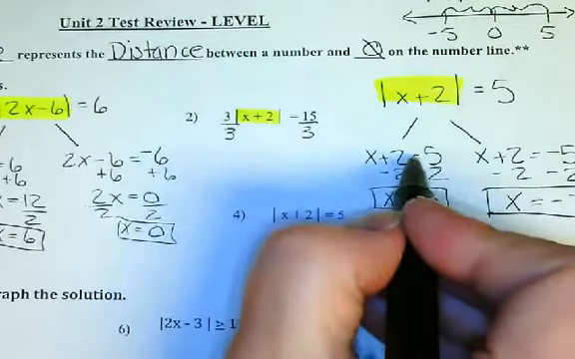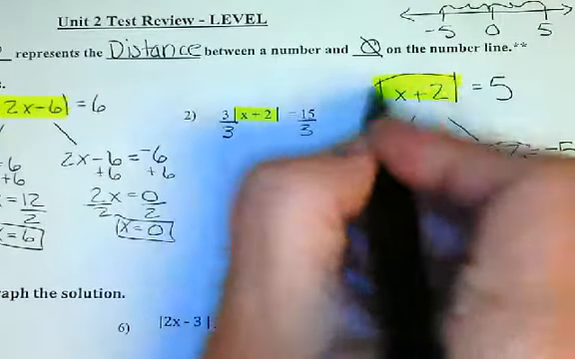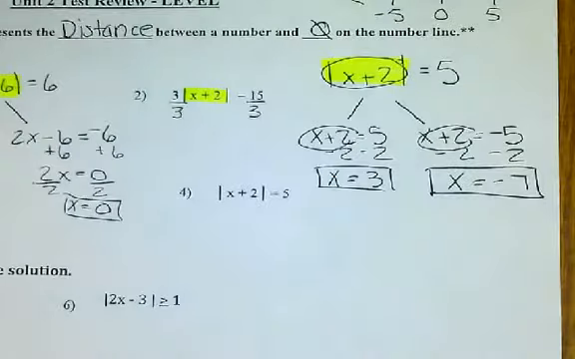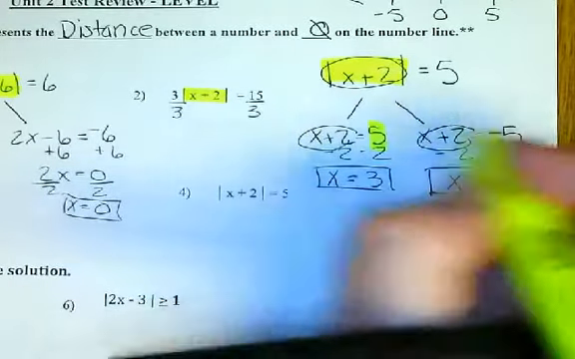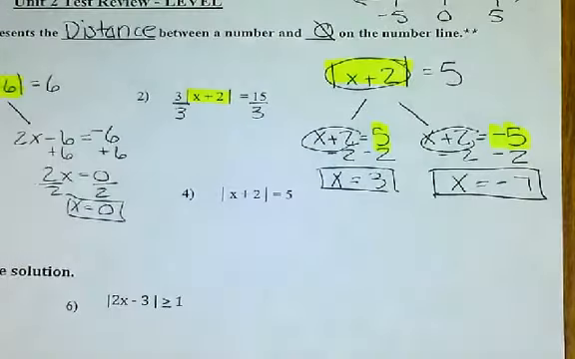So again, notice, this part never changed. The only part that changes is what it equals. It has to equal the positive, and then it has to equal the negative.